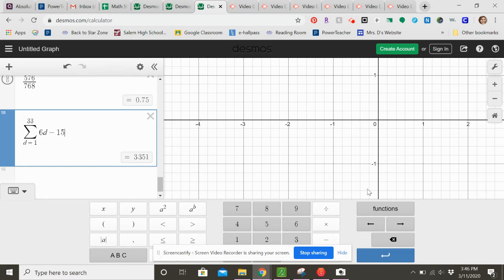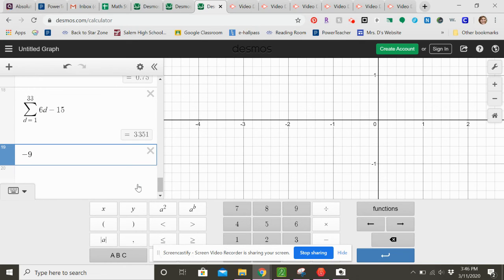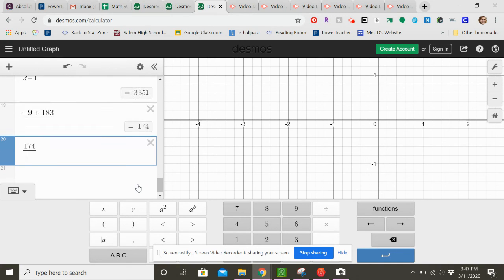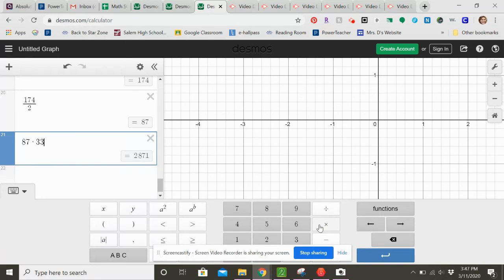So I got a final value of 3,351. Ooh, I need to check something here. Did I make a mistake somewhere along the way? Let me check some other math. I did this in my head, so I may have made a little mistake. Let me go back here. Negative 9 plus 183, 174 divided by 2, 87, and 87 times 33. All right, got to put a pause and see what I've done wrong here.